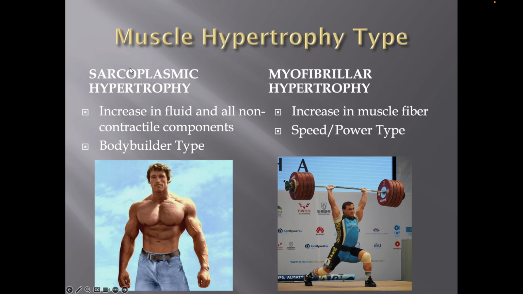In general, it was thought in the past that bodybuilders typically have more sarcoplasmic hypertrophy, meaning that the size of the muscles increases mainly due to the increase in fluids and the non-contractile components like mitochondria, like blood cells.